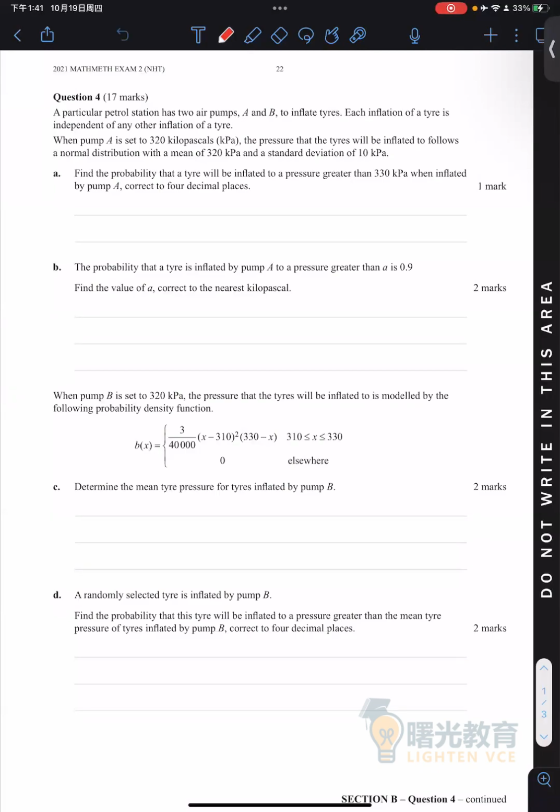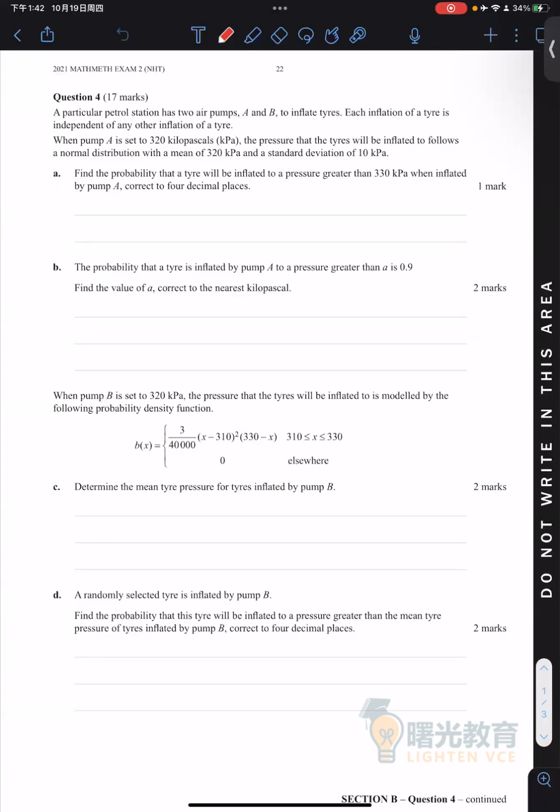A particular petrol station has 2 air pumps, A and B, to inflate tires. Each inflation of a tire is independent of any other inflation of a tire. When pump A is set to 320 kilopascal, the pressure that the tires will be inflated to follows a normal distribution with a mean of 320 kilopascal and a standard deviation of 10 kilopascal. Find the probability that the tire will be inflated to a pressure greater than 330 kilopascal when inflated by pump A, correct to 4 decimal places. For Exam 2, we would use the CAS to help us.